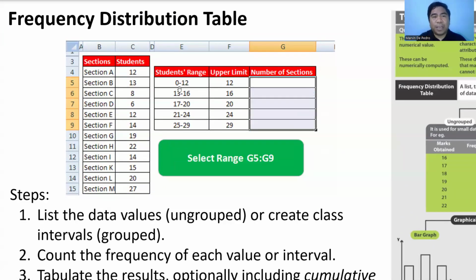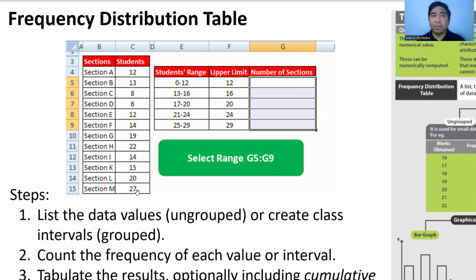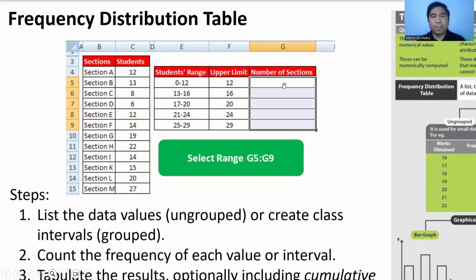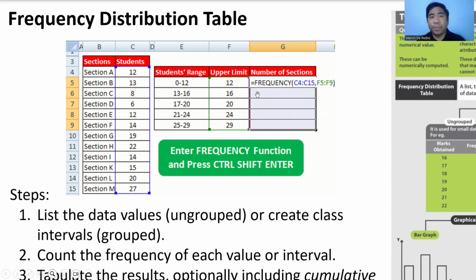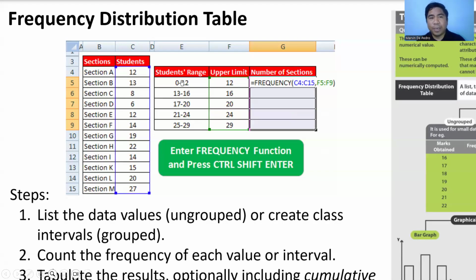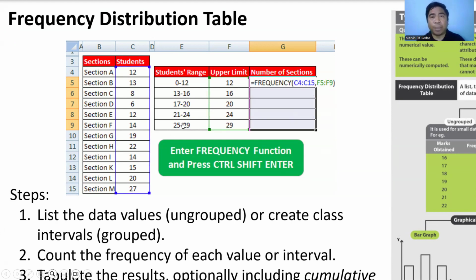As you can see, the highest could be 27, I think. So instead of plotting from 0 to 27, we plot in terms of range. Starting from 0 to 12, how many? Using a formula like this one, frequency, using this Excel formula, we can automatically count how many of these sections have a range of 0 to 12. In the same way, how many of them have a range of 13 to 16, 17 to 20, 21 to 24, and 25 to 29.